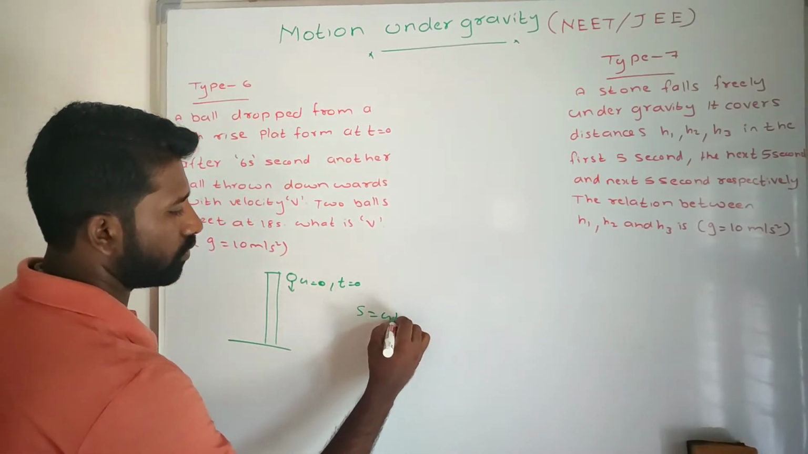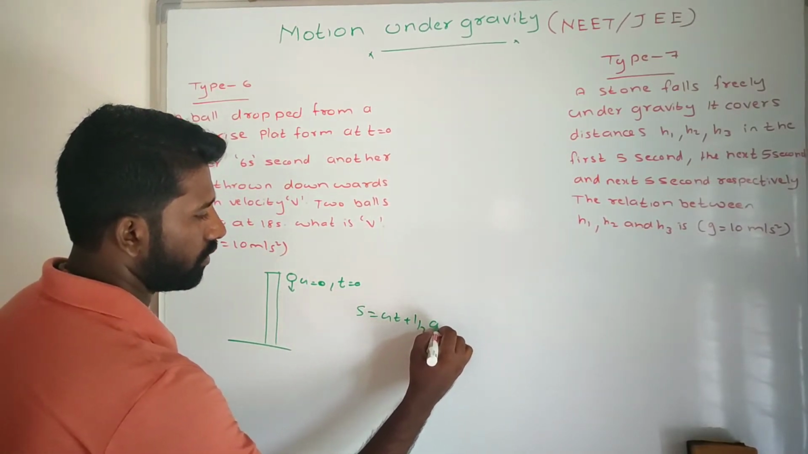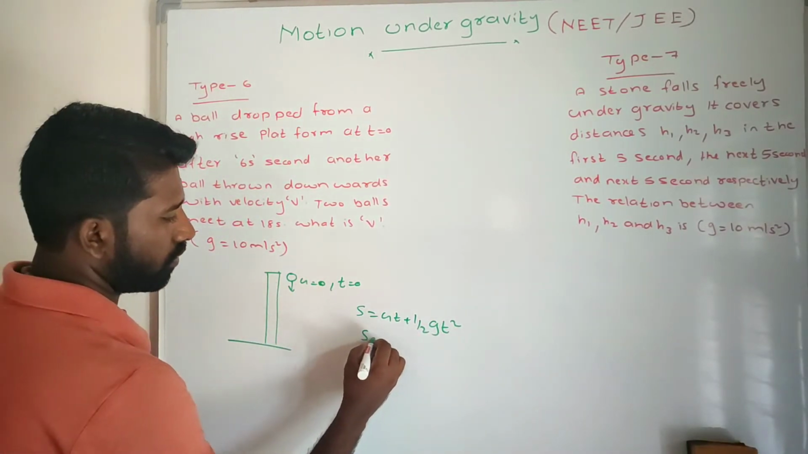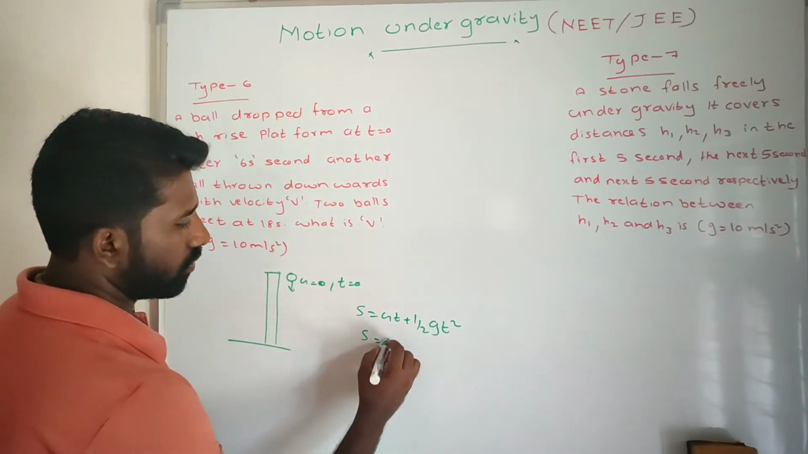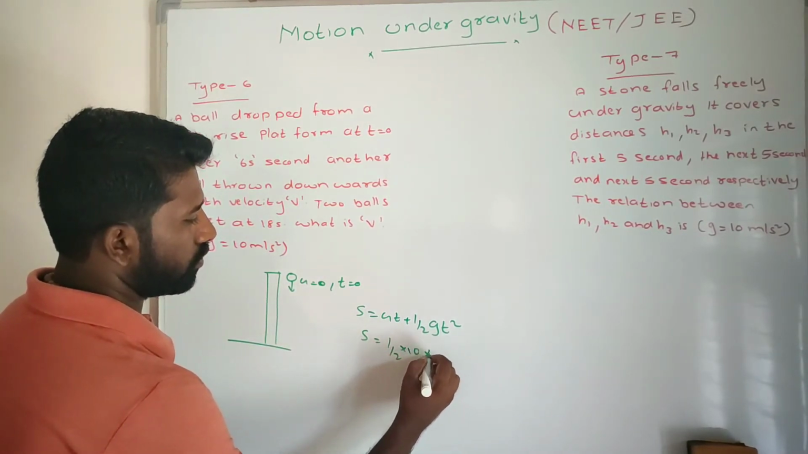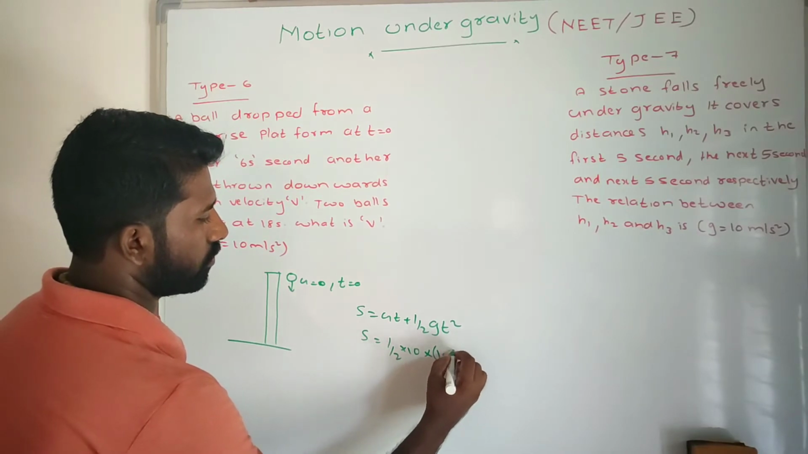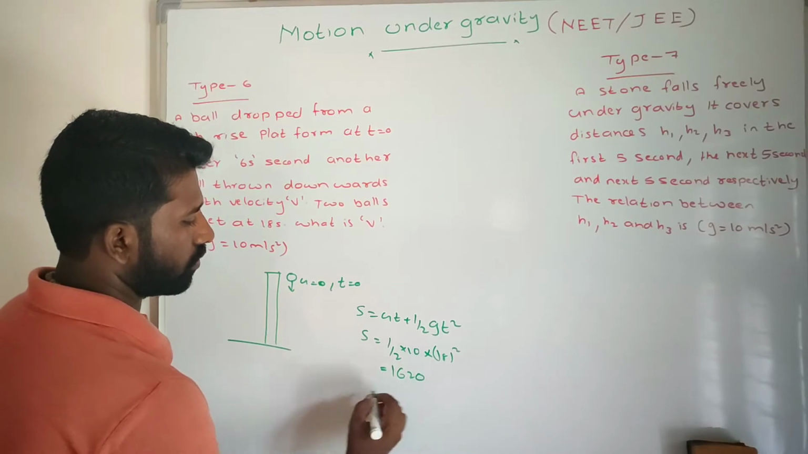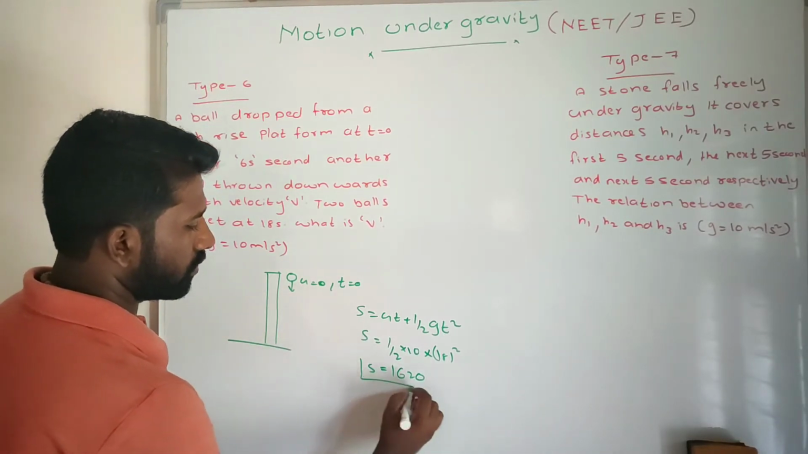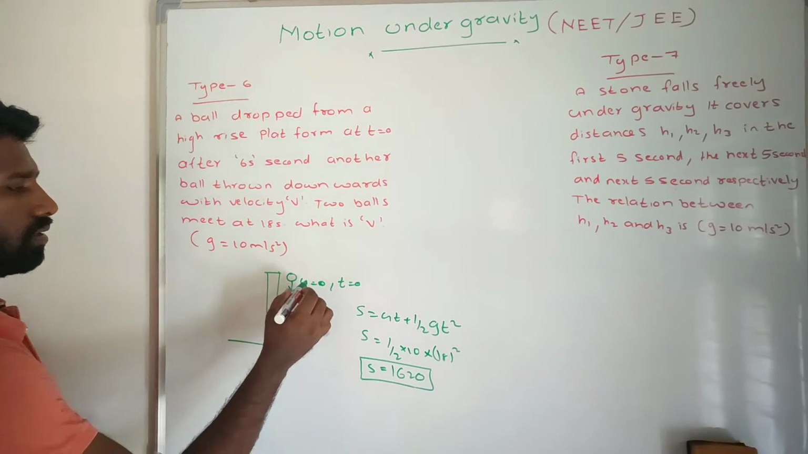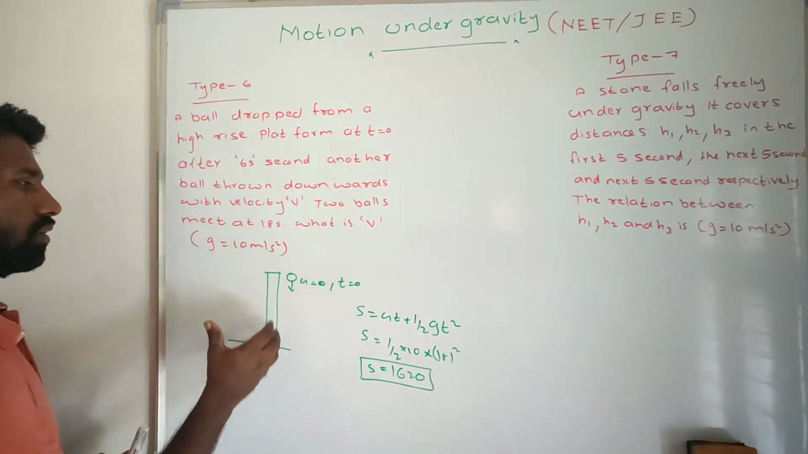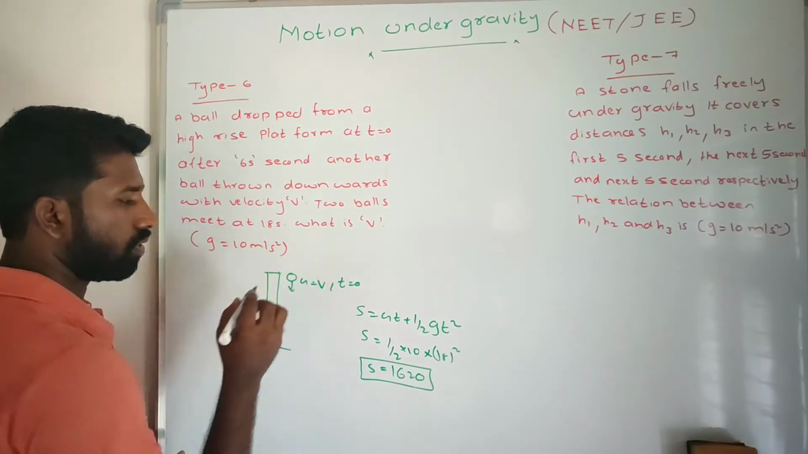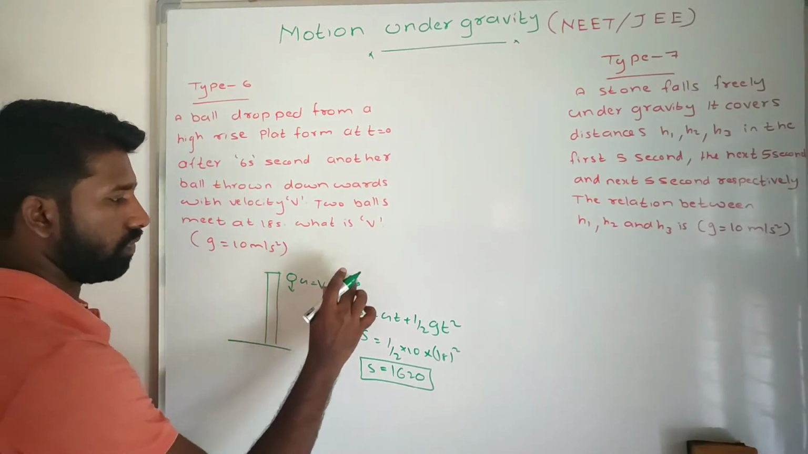So s is equal to ut plus half gt square. This is motion under gravity. So u value is 0. So half into g value is 10 into t, which is 18 into 18. So you will get 1620. So that is the distance covered by the first ball in 18 seconds. After 6 seconds, another ball is thrown downward with a velocity v.